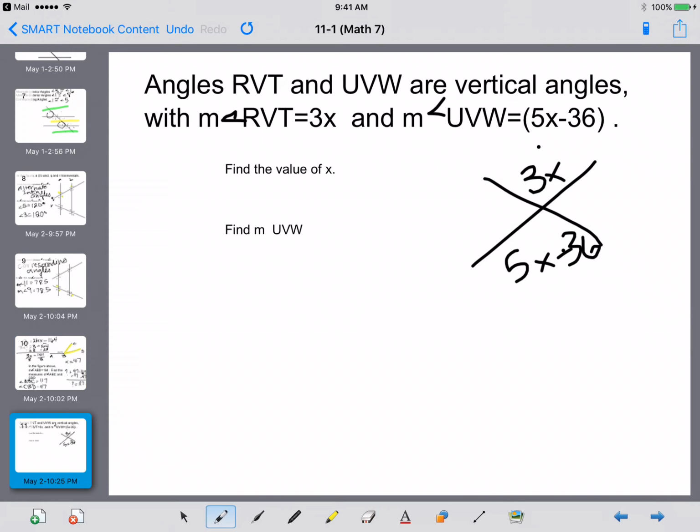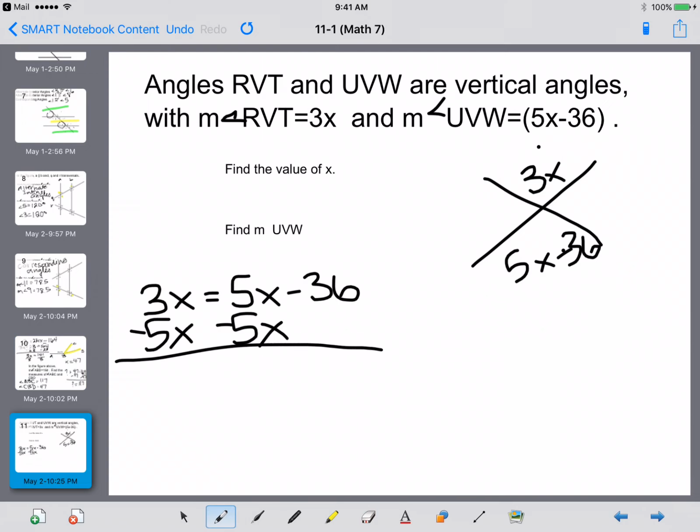Well, vertical angles, what are they? Congruent. And congruent angles are the same thing. So that means 3x equals 5x minus 36. When we're solving with variables on both sides, we need to get only variables on one side. So since 3x is already alone, I'm going to get all of the x's over there. So I need to subtract 5x. What you do to one side, you do to the other. So 3 minus 5 is negative 2x equals negative 36.